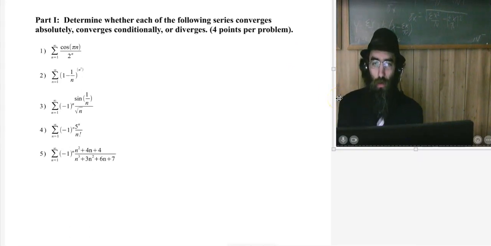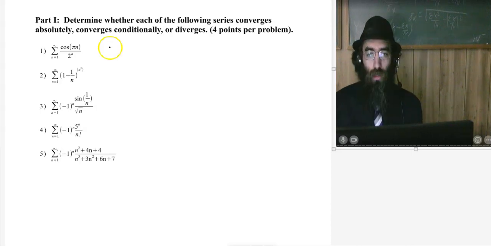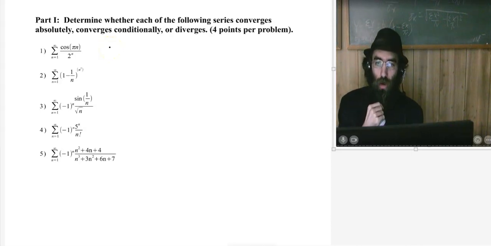All right, so let's go through some of these problems on just, hey, does this converge? And if so, is the convergence absolute or conditional? All right, so we're starting with this problem 1. Sum as n goes from 1 to infinity of cosine pi n over 2 to the n. There are a couple of productive ways to approach this.